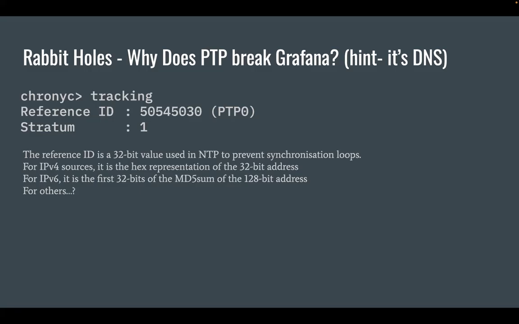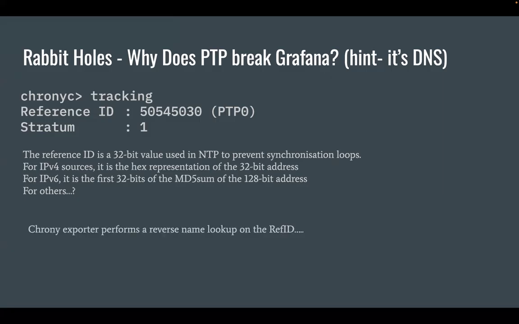The definition of the reference ID is a 32-bit value. When it's an IP address, it's just the 32-bit IP address, represented in hex. If your upstream is an IPv6, you take the 128-bit address, create an MD5 sum, and take the first 32 bits of the MD5 sum. But that's not what we have in this case. We just have an ASCII value, PTP0.